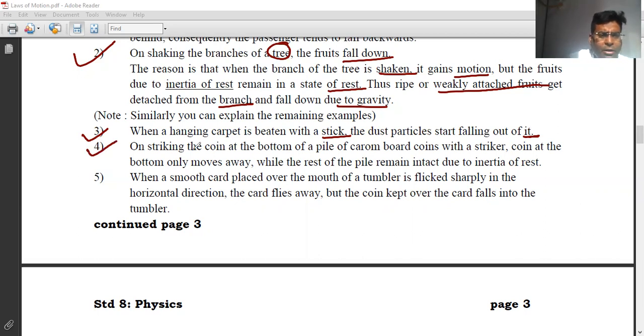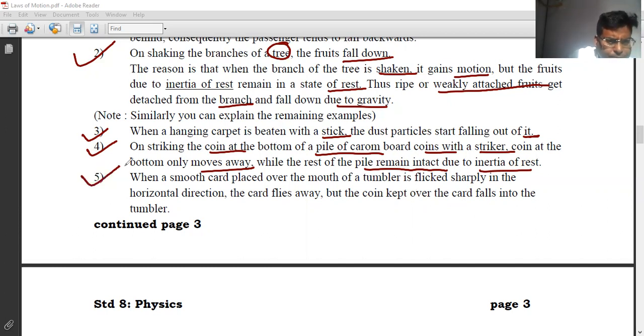Next one is striking the coin at the bottom of a pile on the carom board with the striker. The coin at the bottom moves away, while the rest of the pile remains in place due to inertia of rest, right? Suppose we are striking the coins on the carom board. So one coin will move, right? The rest will remain at rest due to inertia of rest, because they are not moving before and after, because they are not getting an external force. That's why the other coins will remain at rest.